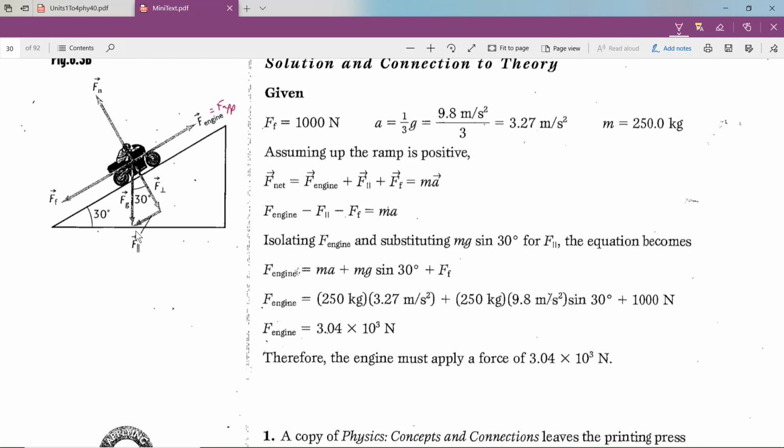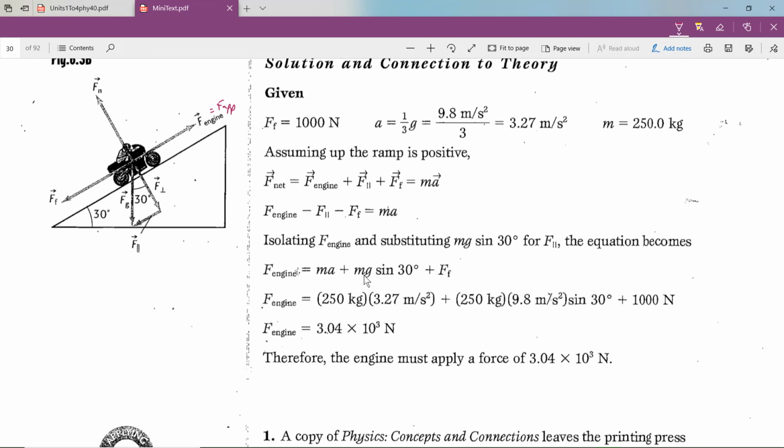So assuming up the ramp is positive, fine. My net force is going to equal ma, so it's going to be the engine going up plus parallel. You're going to say, no, parallel is going opposite. But here we're just writing a vector equation, right? Now let's take direction into account. So the engine's going up, applied force, and then parallel and friction are going down. So F engine minus F parallel minus F friction equals ma. So F engine equals ma plus friction plus F parallel.